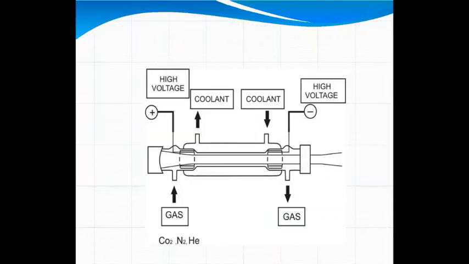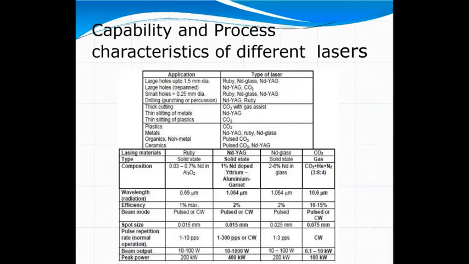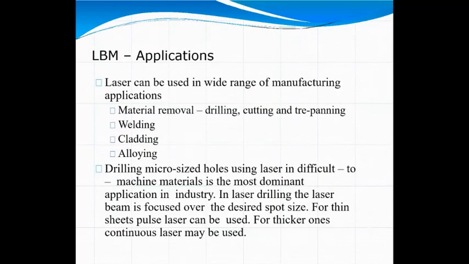That's all about the various unconventional machining processes. If you have any doubt, you can raise your questions. Applications of laser beam machining are welding, cladding, alloying, and mainly drilling operations. They are mainly utilized in the automobile industries.